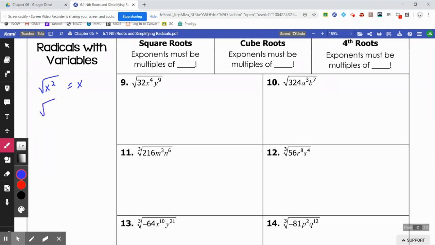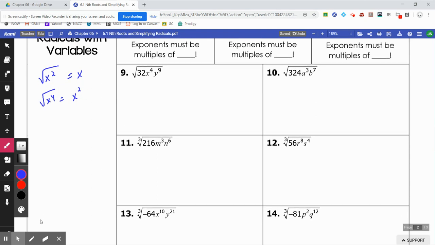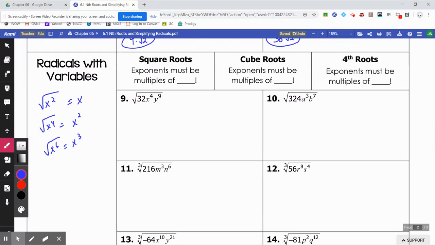And I could do the square root of x to the fourth because of my rules of exponents. I know x squared times x squared is x to the fourth. The square root of x to the sixth, well, x to the third times x to the third will be x to the sixth. And notice the pattern there. I can only find square roots. The exponents must be multiples of 2 to find a square root of it.